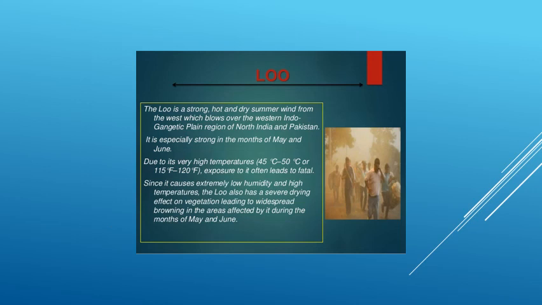Now let us study about Loo, the local wind which blows in our country, and every year we experience it. It is a very hot and dry wind which blows in the plains of northern India in the months of May and June, usually in the afternoons. Its temperature ranges between 45 to 50 degrees centigrade and it often causes sunstroke to people who are exposed to it. So, it has a severe drying effect on vegetation, leading to widespread browning in the areas affected by it during the months of May and June.